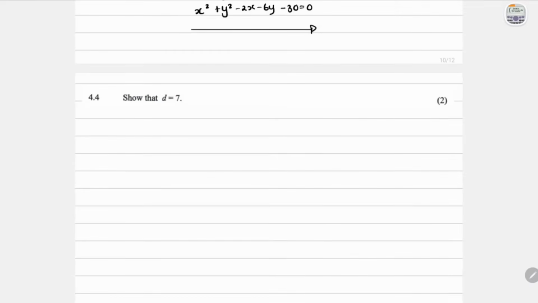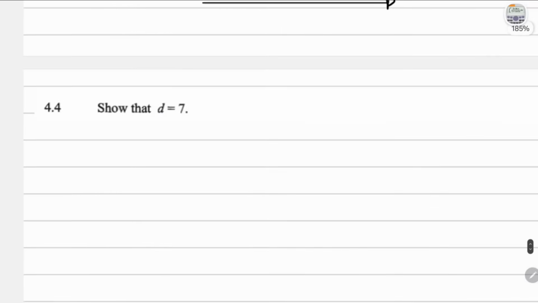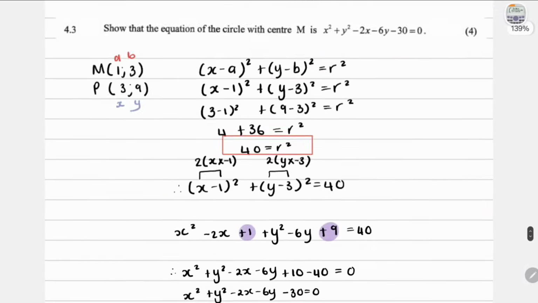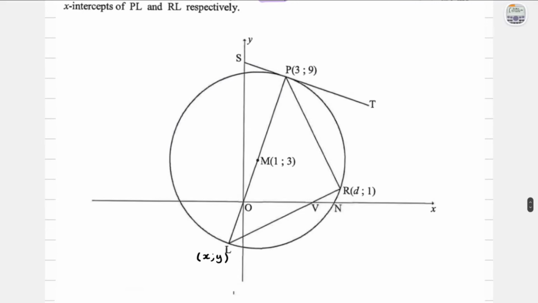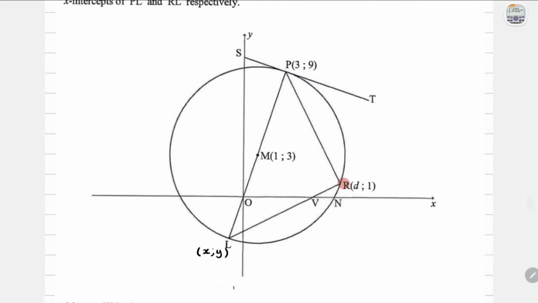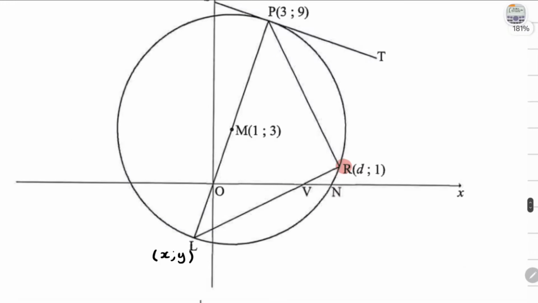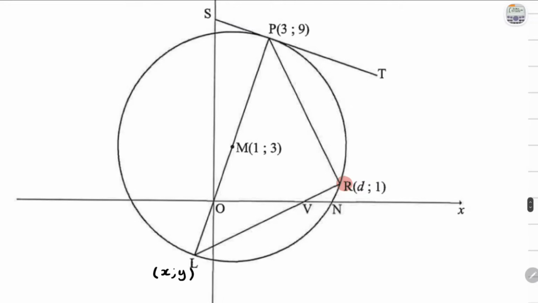Okay, 4.4, we are told to show that D is equal to 7. Okay, so the D they're referring to is this x-coordinate of R that we have over here. So we have to show that this is equal to 7. Okay, let's just look at what we have. First of all, do you see we have a Y value, and that's great. That can really help us a lot.